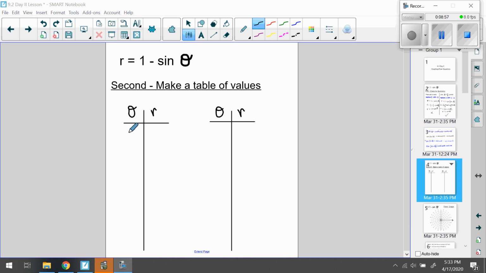So what I would recommend is that you start with some really friendly values. Anytime I'm thinking about my unit circle and I'm plugging in values, I like to pick my quadrantal angles. Those are like our really friendly values, like 0 and pi over 2 and pi, and maybe 3 pi over 2. The reason we choose those is because those are really easy numbers to work with. For example, sine of 0 is 0, so 1 minus 0 is 1. And then sine of pi over 2 is 1, so 1 minus 1 is 0. And so we can go ahead and start putting some of these points in our graph.